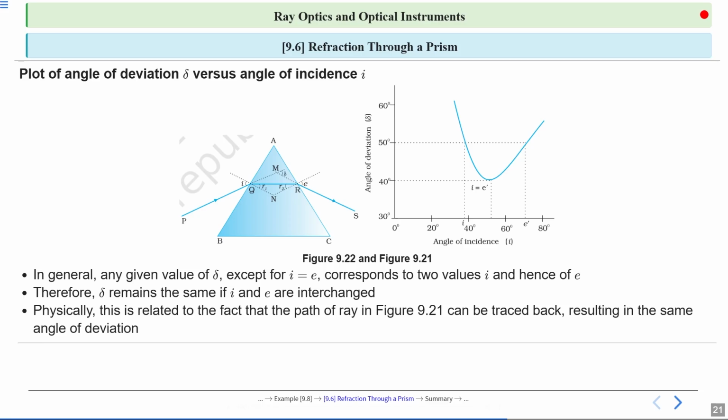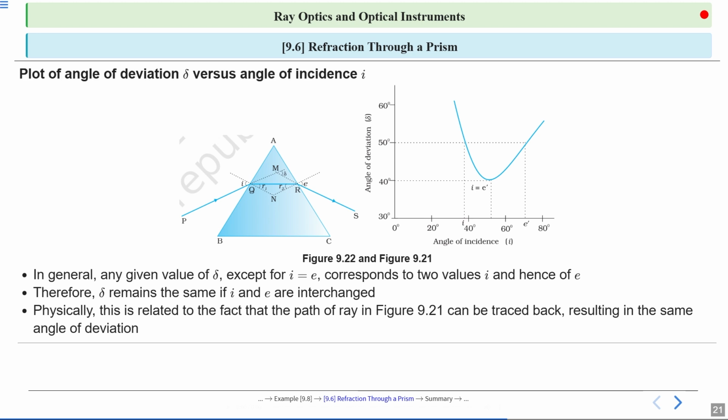So if the angle of incidence is equal to i, then the angle of emergence will be equal to i dash. If the angle of incidence is equal to e dash, then the angle of emergence will be equal to i. Means they are interchangeable. If the angle of incidence is equal to i, then the angle of emergence will be equal to e dash. If the angle of incidence is equal to e dash, then the angle of emergence will be equal to i. So they can be interchanged.